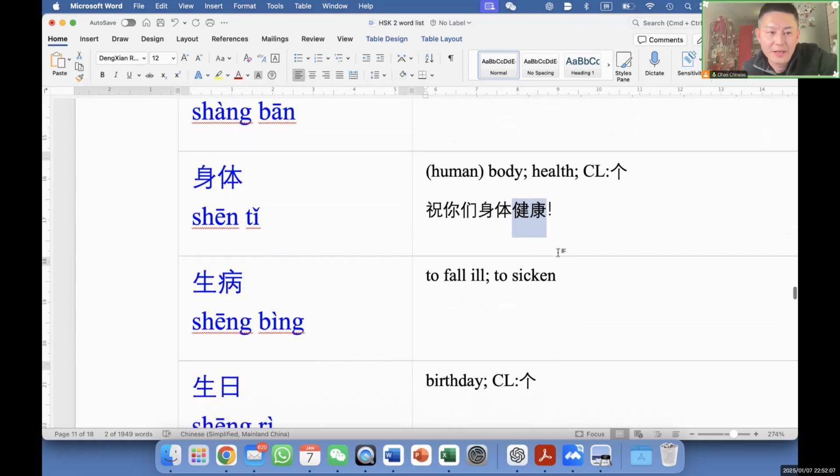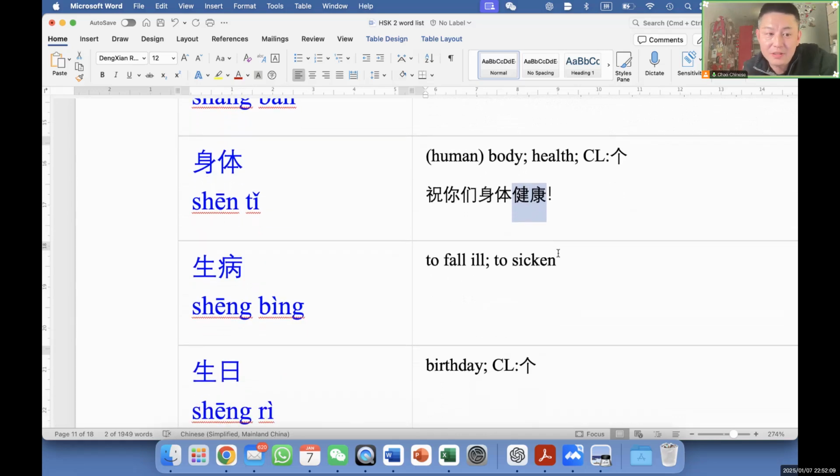It's an adjective. 生病 is the opposite of it. 生病 being sickness or sick. 生 is birth.